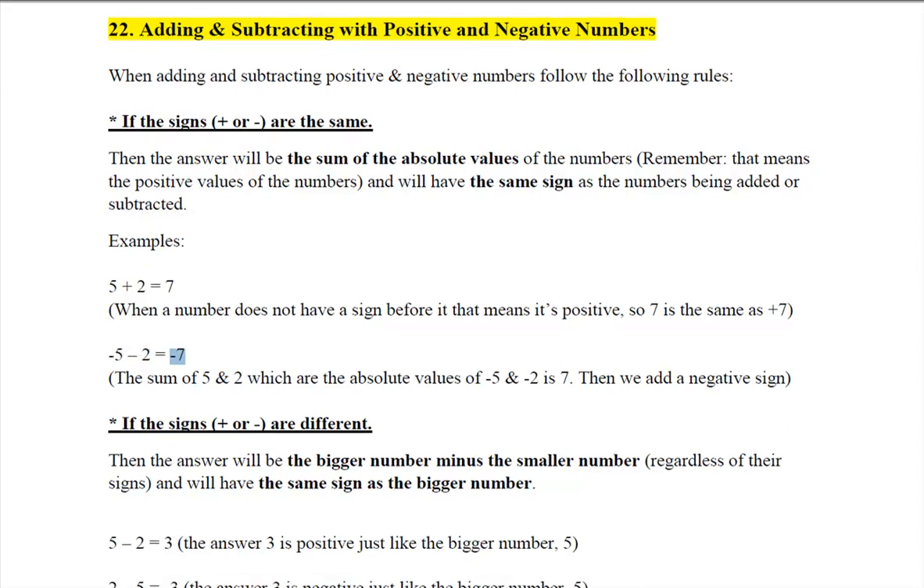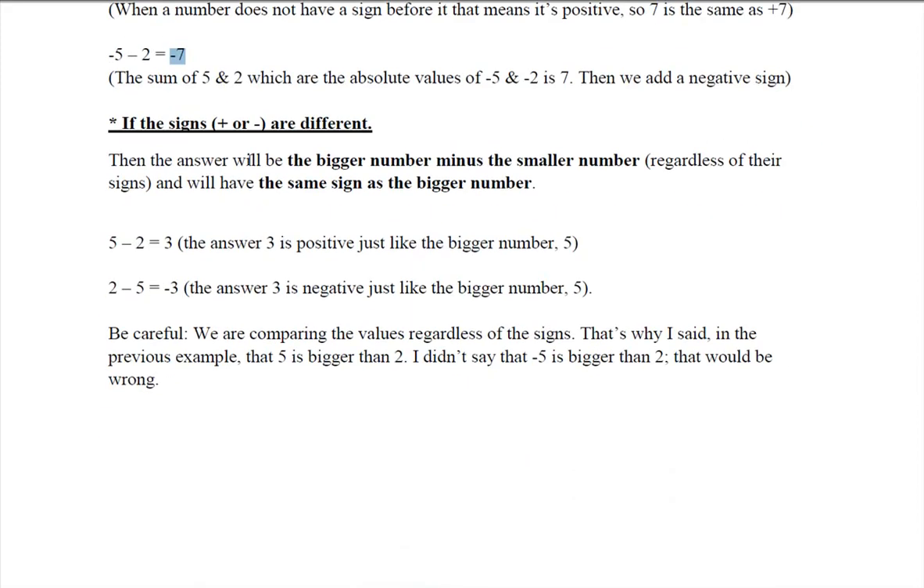If the signs are different, one is positive and one is negative, then the answer is always the big number minus the small number, with the sign of the bigger number, or the bigger digit. Meaning, 5 minus 2 is going to equal 3, but positive 3. Why? Because it's like the bigger digit, 5, like the bigger number 5. 2 minus 5 is going to also be 3, but it's going to be negative 3 this time. Why? Because the negative was with the bigger number, which is 5.